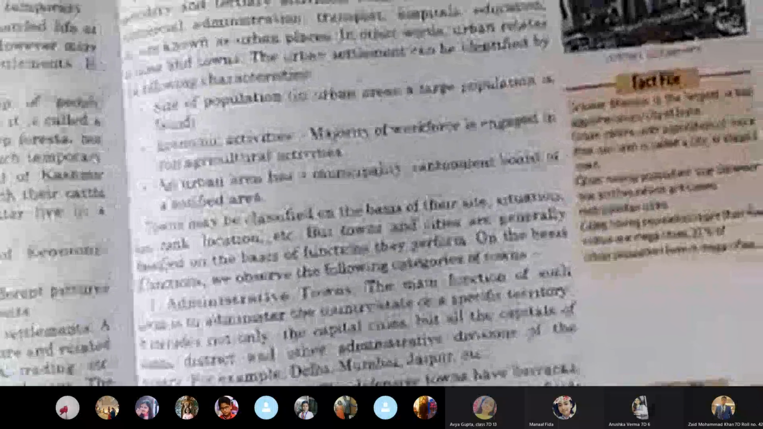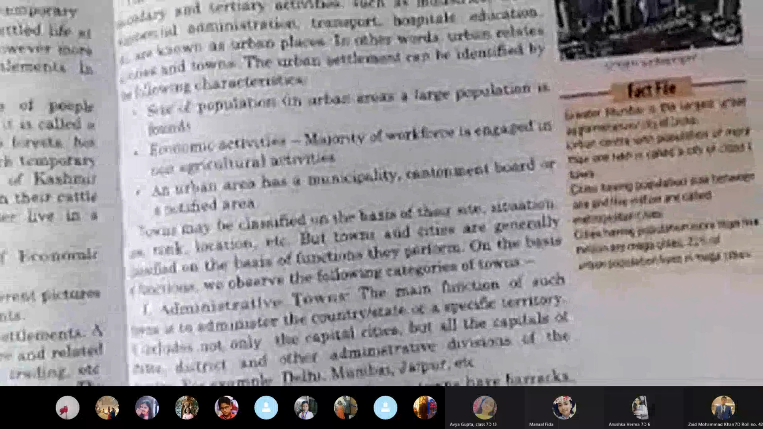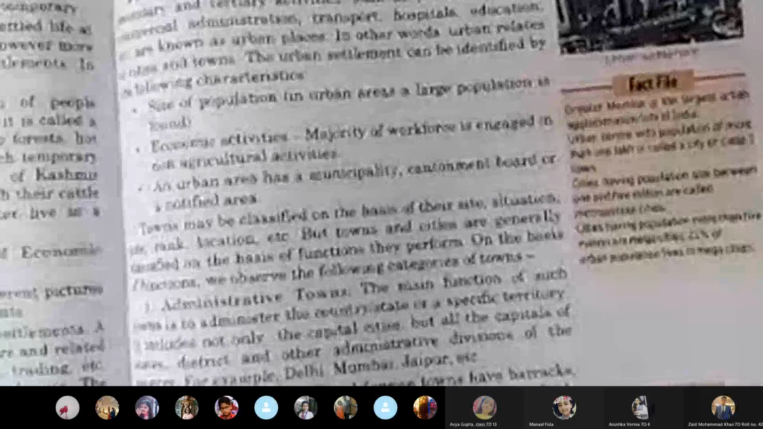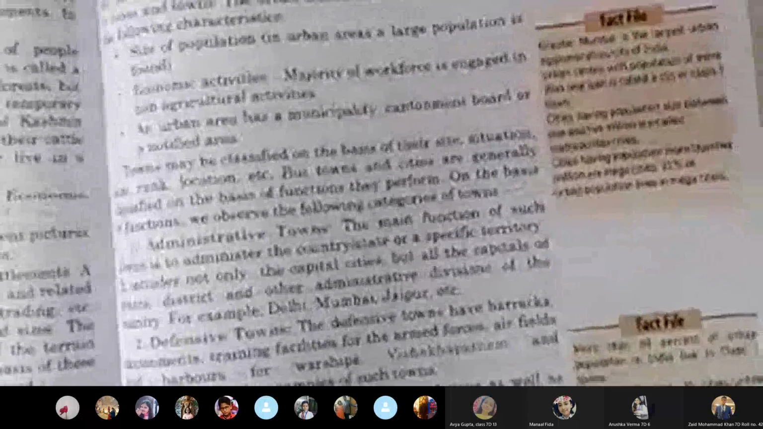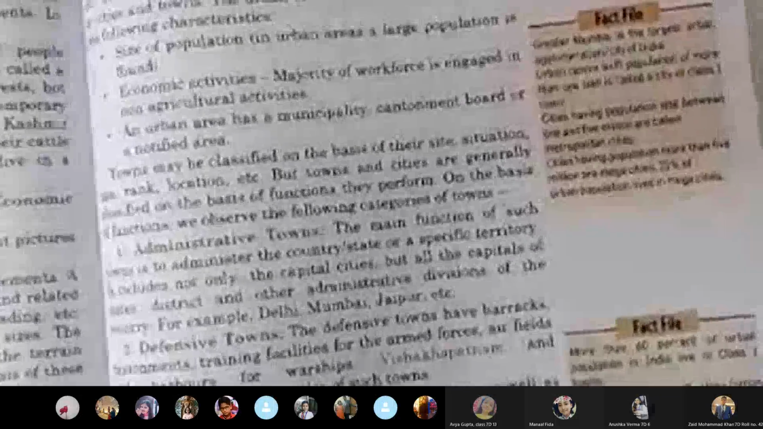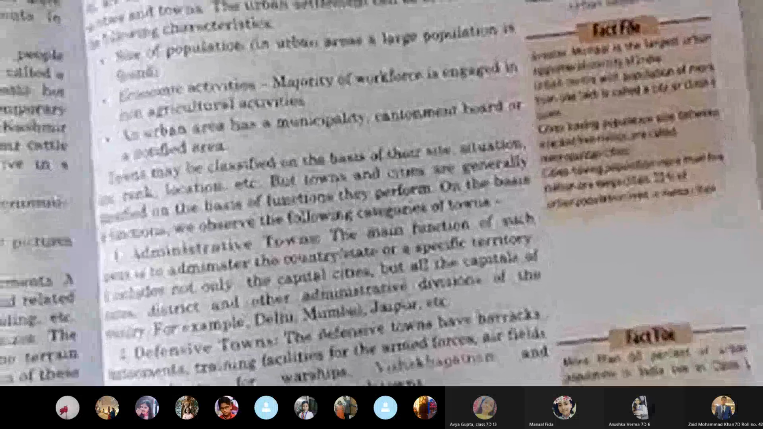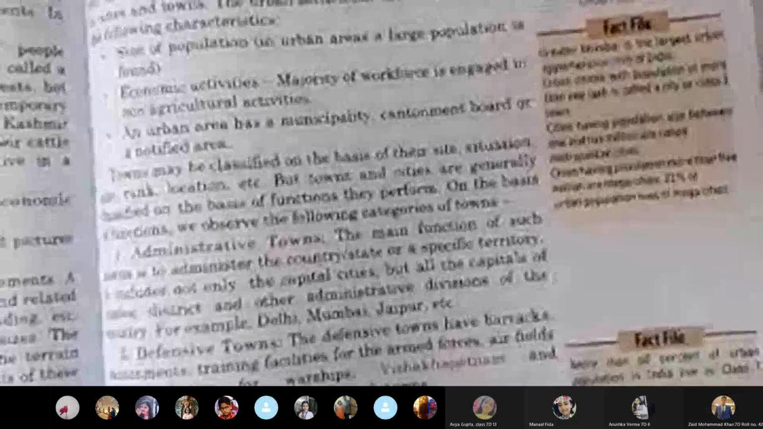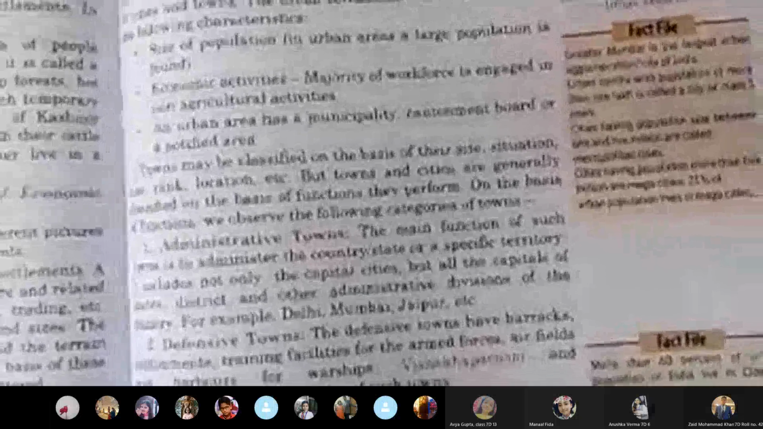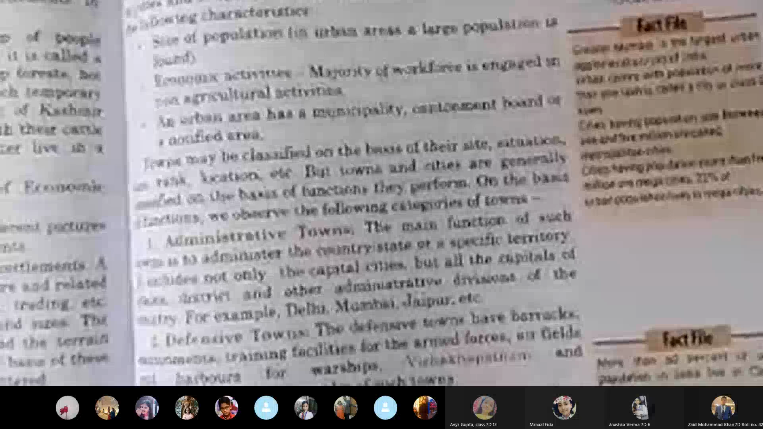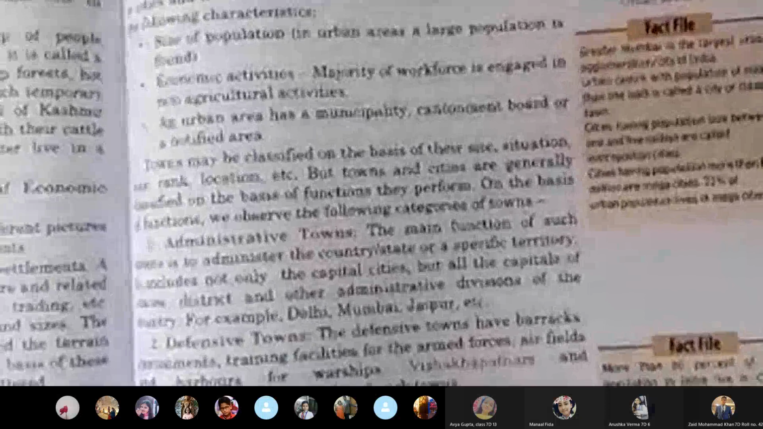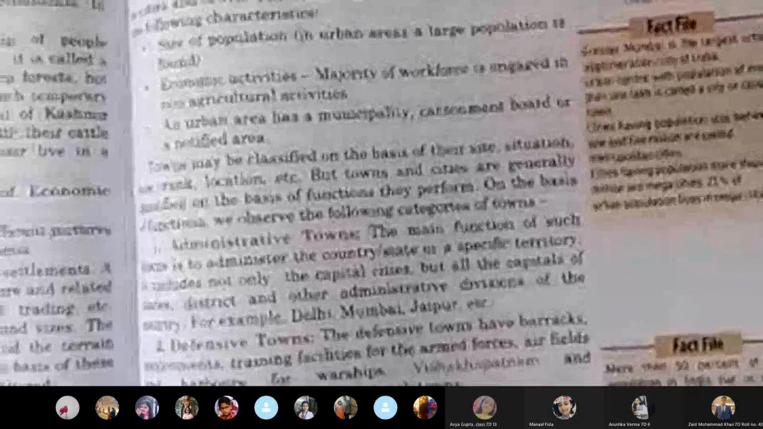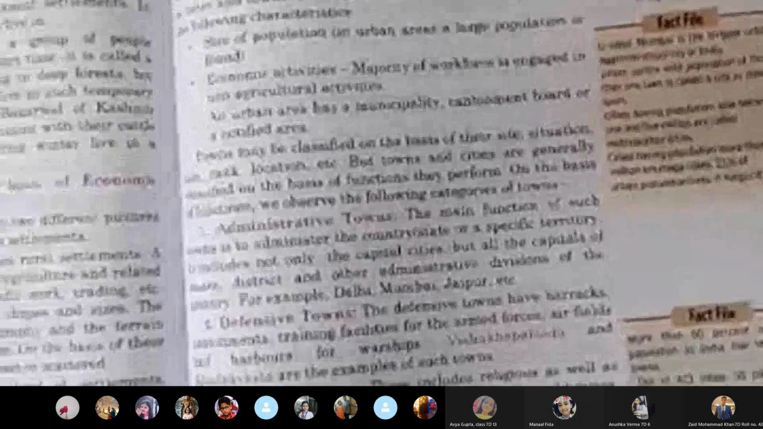First is the size of your population. So in urban areas, a large population is found. Then economic activities, that means money related activities. In urban areas, the majority of workers are engaged in non-agricultural activities for their means of living. Then third, an urban area has a municipality, cantonment board, or a notified area. That means we talked about the various administrative bodies in the local administration. So the urban areas have those municipalities to look after their administration.